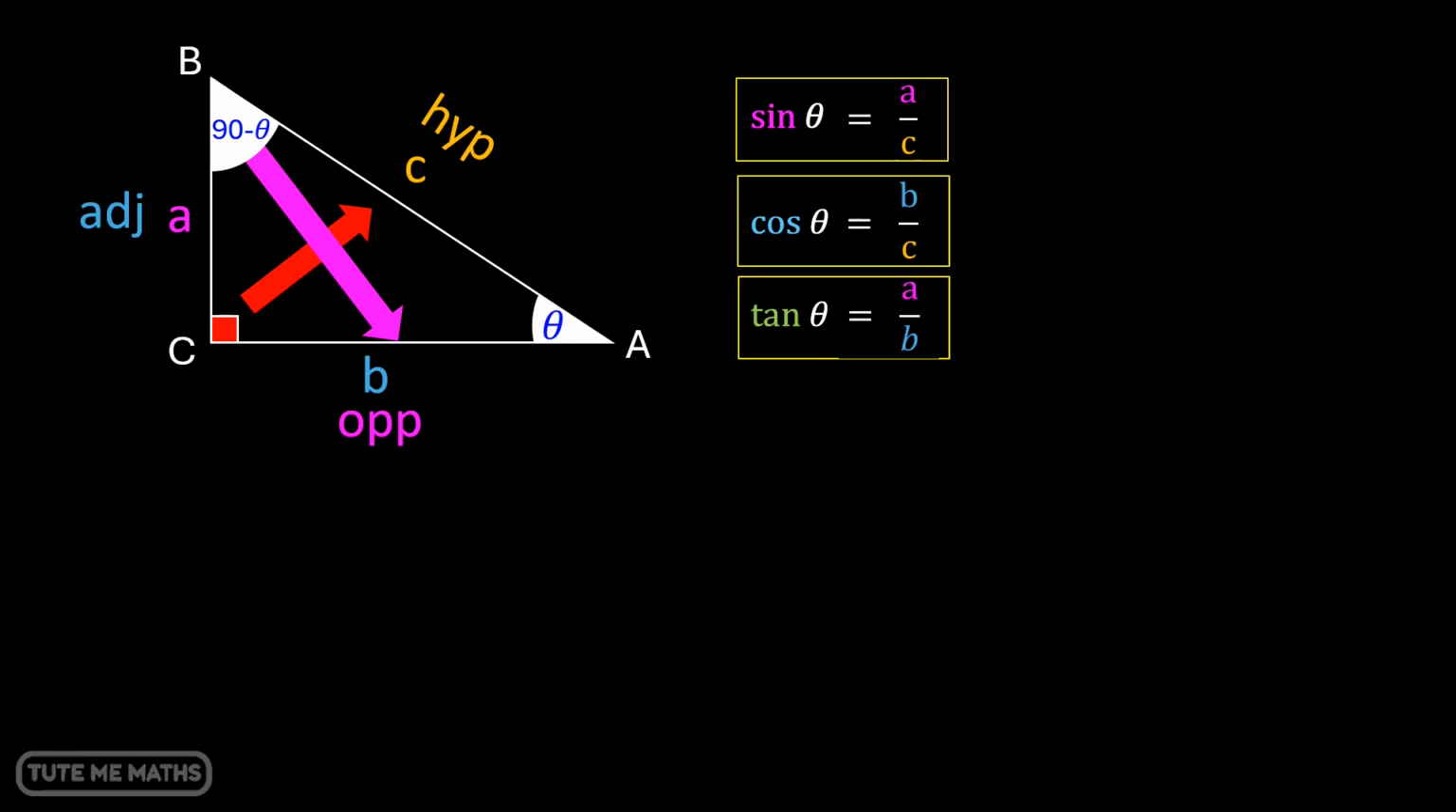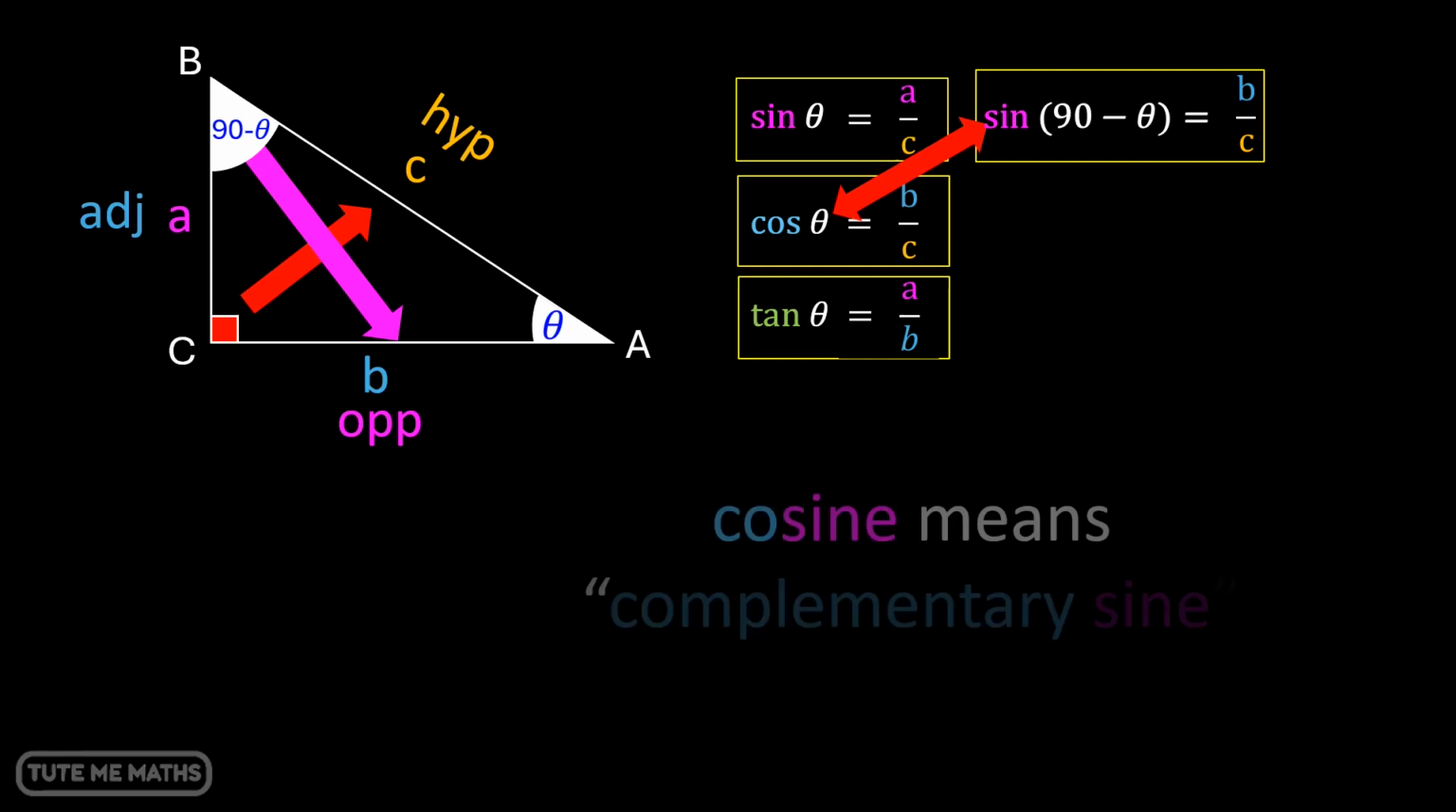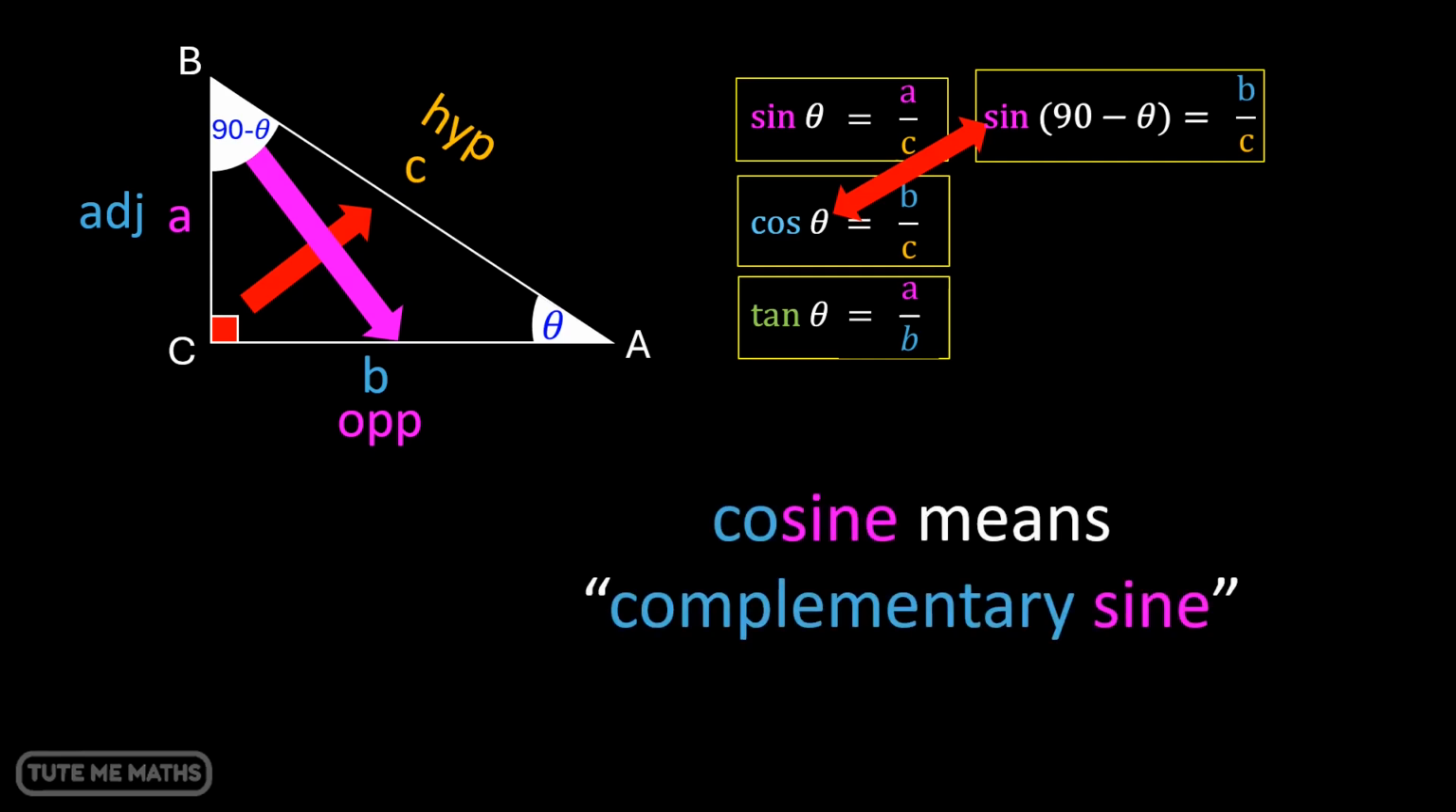Reading our ratios, we see that the sine for the complement of theta is b over c, which is identical to the cosine for theta. This is quite literally why it's called cosine. Rather than having its own unique name, the cos stands for complementary. Cosine means complementary sine. They are clearly connected.